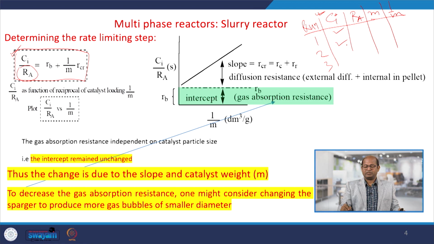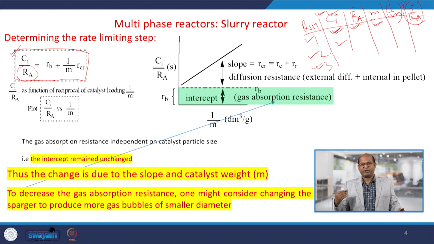At this initial concentration we can find out the rate, and the amount of catalyst used we know. So, knowing m, we can find 1 by m, and knowing Ci and Ra, we can find Ci by Ra. So, we have Ci by Ra and 1 by m for this system for run 1, similarly for run 2, run 3, run 4, run 5. In the same experiment, by changing the mass of the catalyst and the concentration of the reactants, we can find these components.